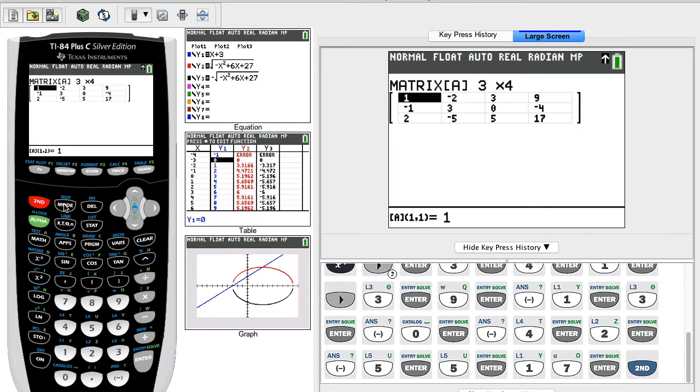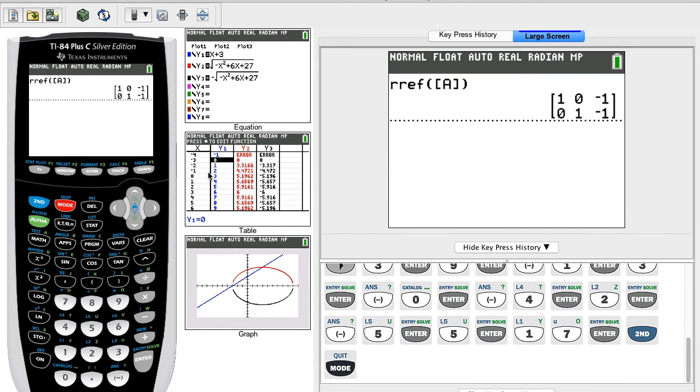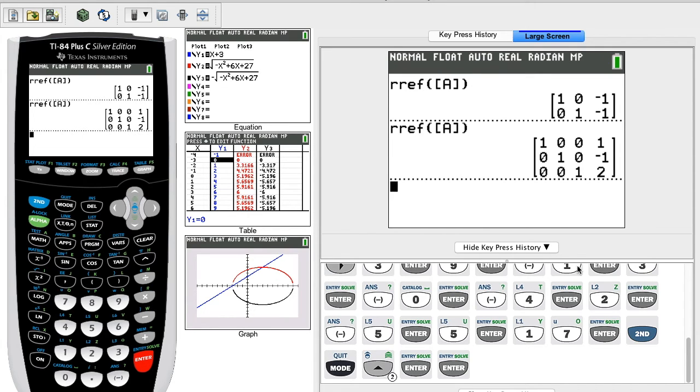Now our next step in this process, we're going to go second quit. Now a cheat that we can use, because we have our REF here and we inputted that matrix in A, I can scroll back up to it, hit enter, enter, and it'll give me this here. So we have our diagonals of 1 saying that x is equal to 1, y is equal to negative 1, and z is equal to 2. And that's all we have to do for this here.